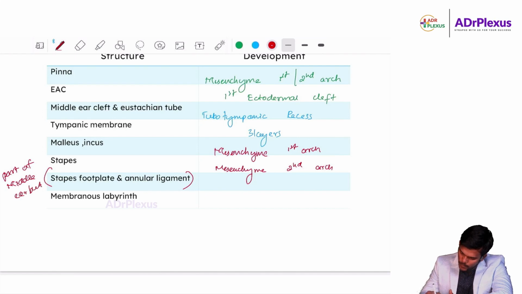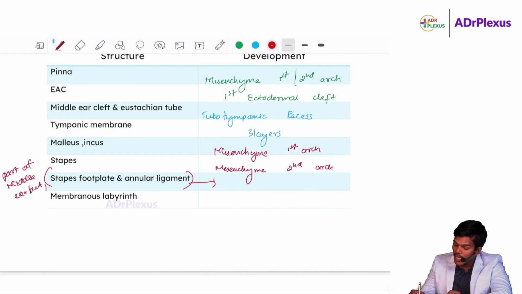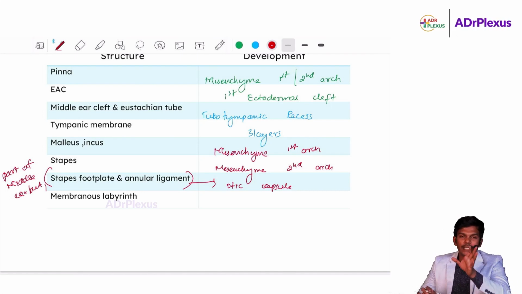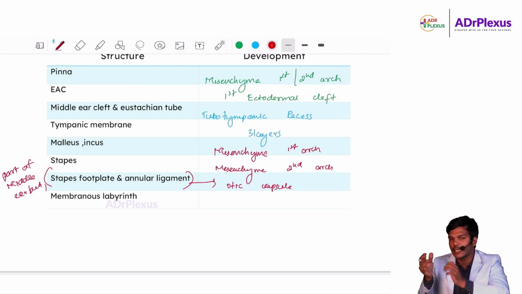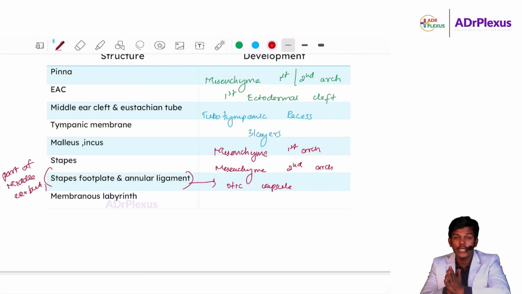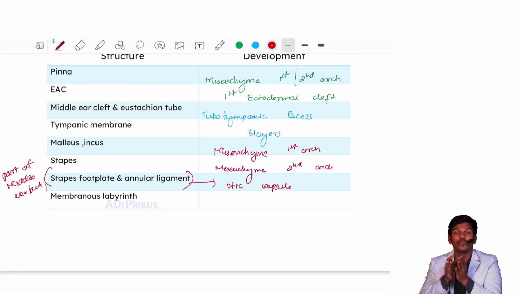but the embryology is from the otic capsule. See, this is the only part which is present in the middle ear but has embryology similar to that of the inner ear. I'll come again. Stapes footplate and annular ligament. For example, malleus, incus, stapes suprastructures, all these form from the mesenchyme of first and second arch, whereas the stapes footplate and the ligament adjoining the stapes footplate form from the otic capsule, which is the origin for the inner ear bony labyrinth.